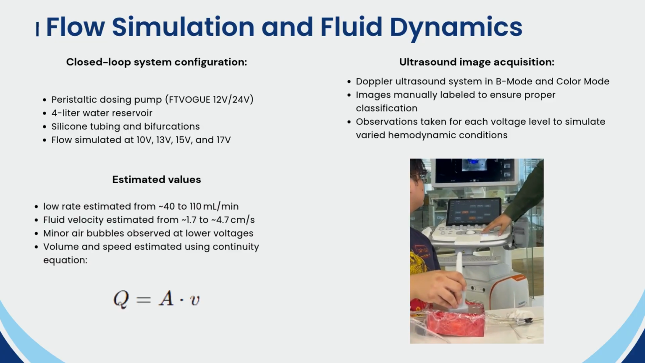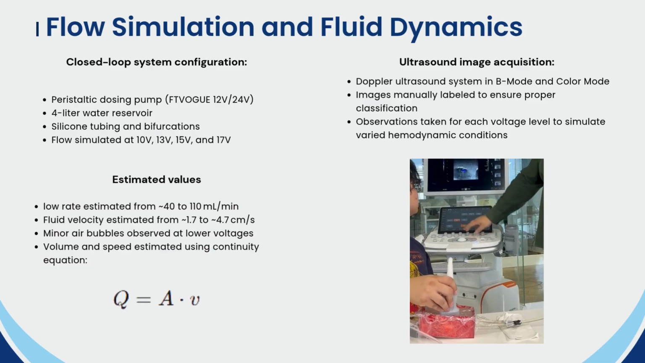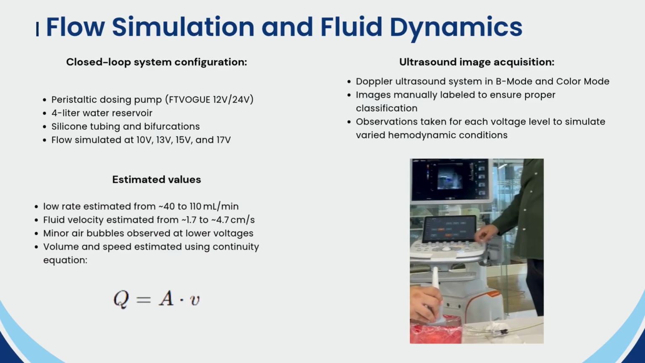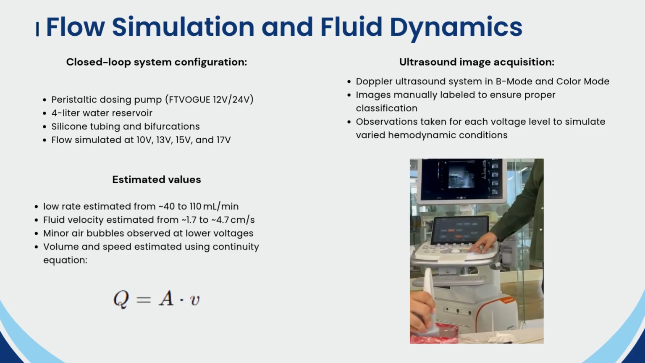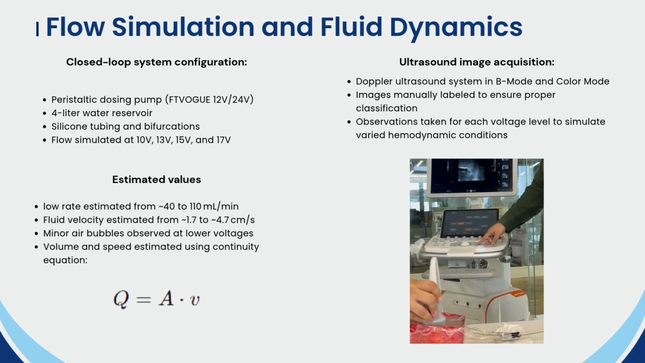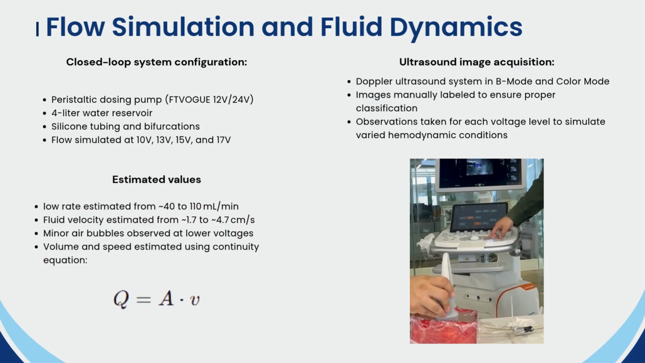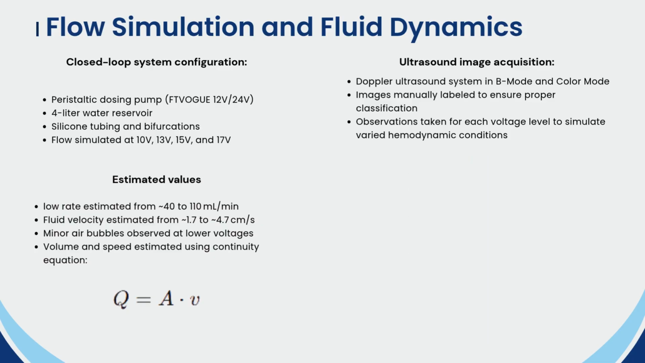The closed-loop system configuration was made with a peristaltic pump and a 4-liter water reservoir to simulate continuous circulation. The flow was tested at 4 voltage levels, from 10 to 17 volts, producing increasing velocities and subtle changes in the Doppler distribution. For the estimated values, we estimate the flow speed using the continuity equation, the one that you can see on the screen, also based on the known diameter of the tubing. For the ultrasound image acquisition, we captured images at each voltage level and manually labeled them to ensure correct classification later on.